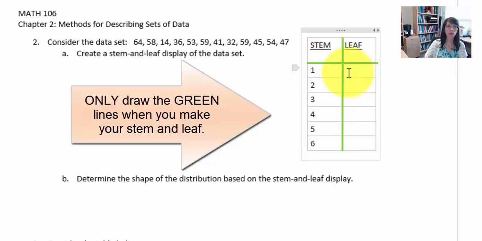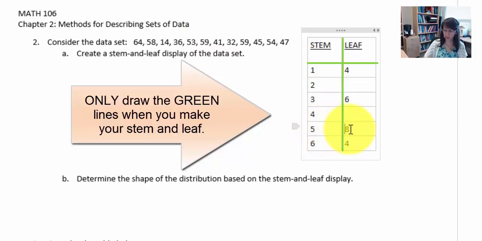Now we'll know what to pair up with the leaf depending on what our values are. So 64 represents stem of 6, leaf of 4, because the leaves are the rightmost digit in the number. So with my stem of 6, I know I need to pair with a leaf of 4. 58 is the next value, so pairing stem of 5 with a leaf of 8. 14, stem of 1 with a leaf of 4. 36, stem of 3, leaf of 6. 53 pairs 5 as a stem with leaf of 3.